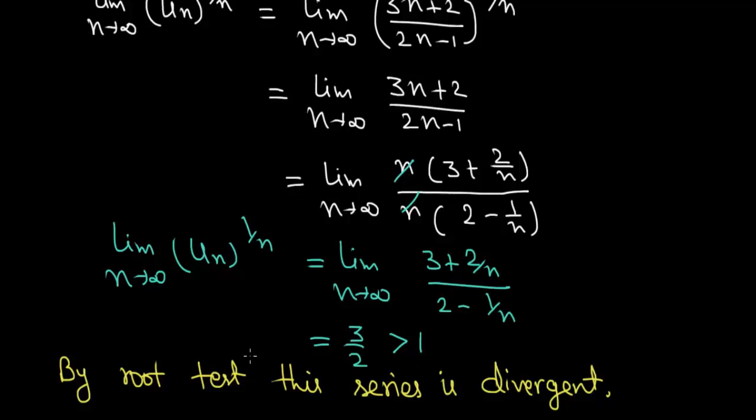Where will you use the root test? If the nth term of a series has powers of n, or n square, or minus n square, you can cancel these powers by using 1 upon n. Only to resolve these powers, by using the root test we will find whether the series is convergent or divergent.